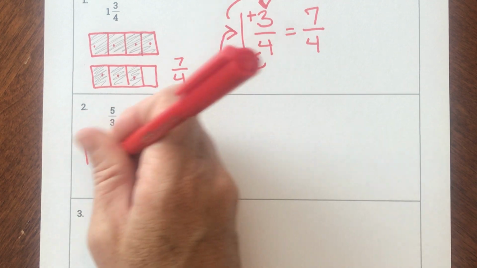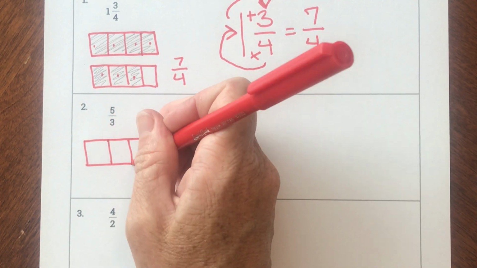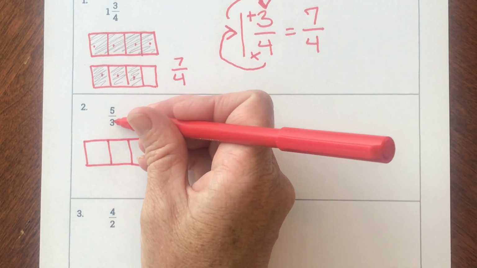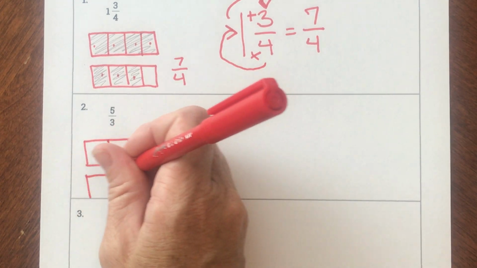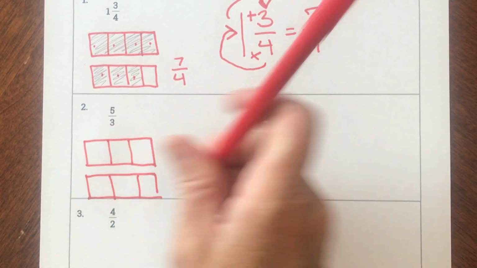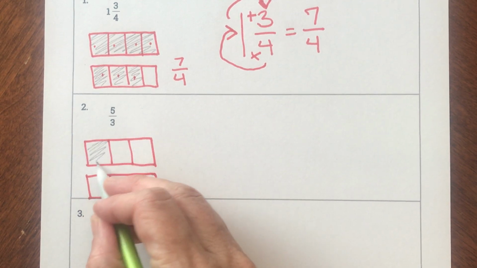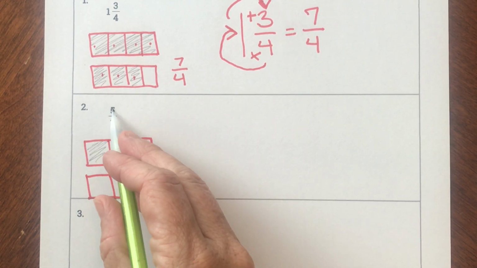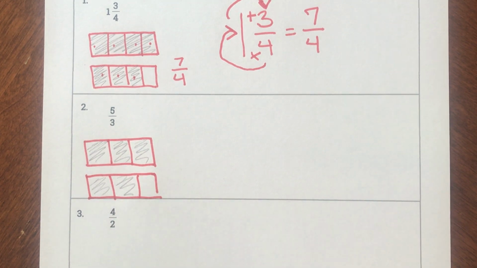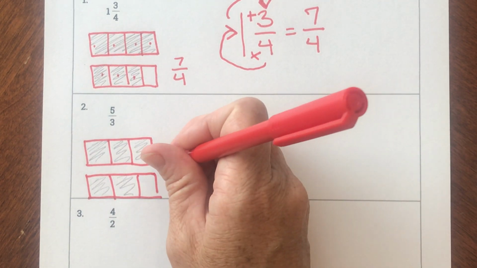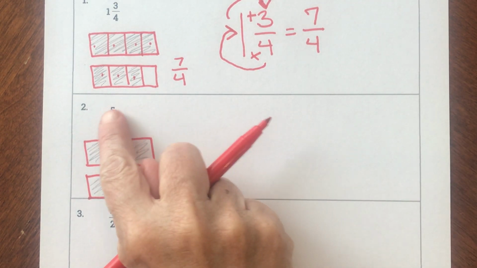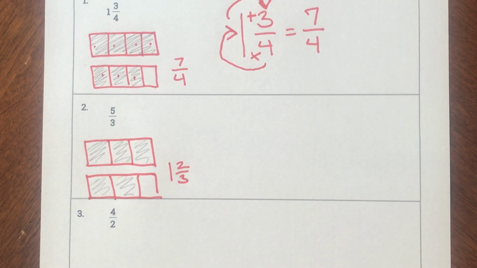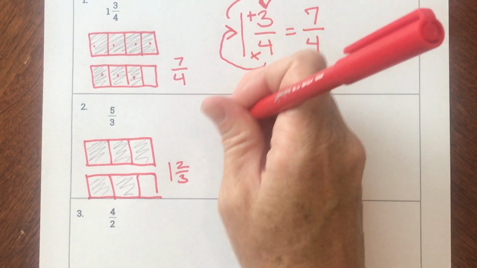The 3 tells me that my wholes have been cut into 3 pieces. That's what the denominator tells me, is I have something cut into 3 pieces. The numerator tells me I have 5 of them. So I have wholes that were cut into 3 pieces, and I have 5 pieces. So when I draw it, I see that I have 1 whole and 2/3. Okay, again, on a smaller improper fraction, it might not be too bad to draw it, but I don't really want to get in the habit of that. So I want to find a more efficient way.